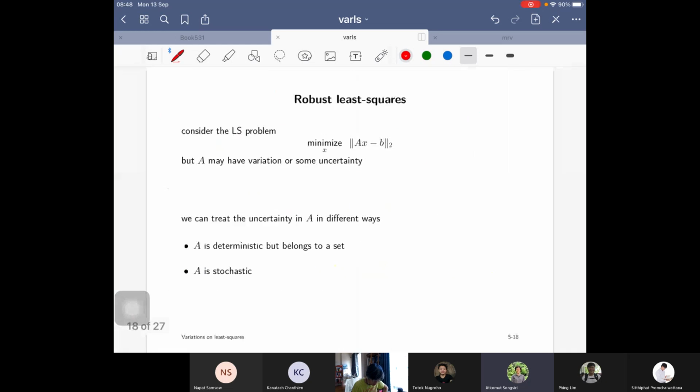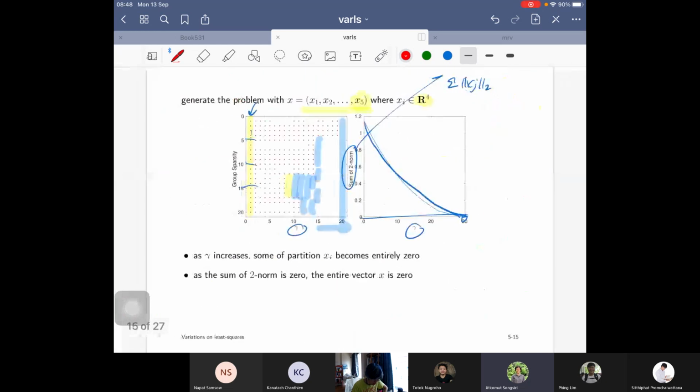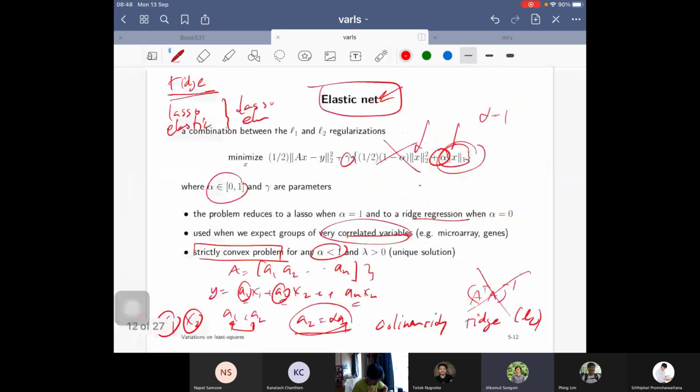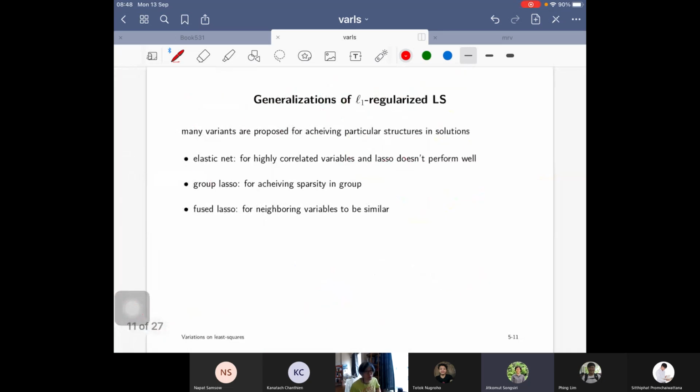So in this video clip, I just explained three formulations. All of them are convex optimization. All of them are variations of the L1 regularized least square, which means that each of them promotes sparsity in the solution in different ways.